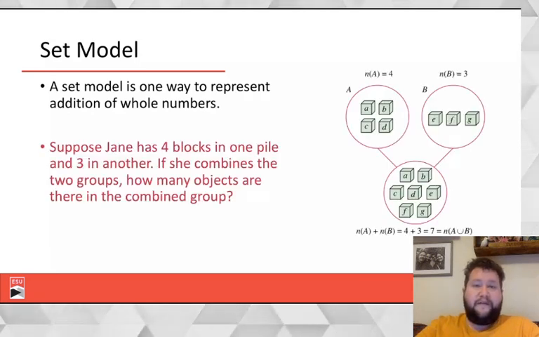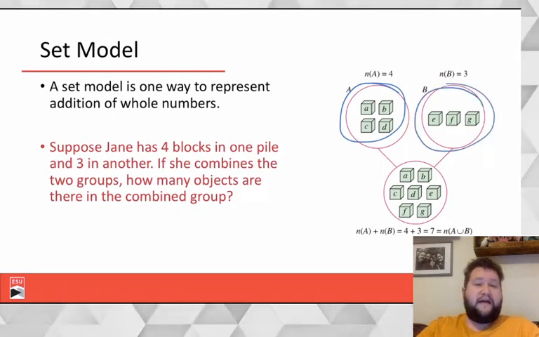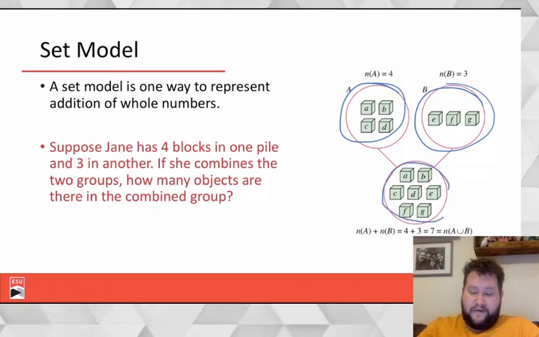So here we have a picture. Suppose Jane has 4 blocks in one pile. That's this pile on the left. And suppose that she has 3 in another. How many does she have altogether? Well, that's this: 1, 2, 3, 4, 5, 6, 7.